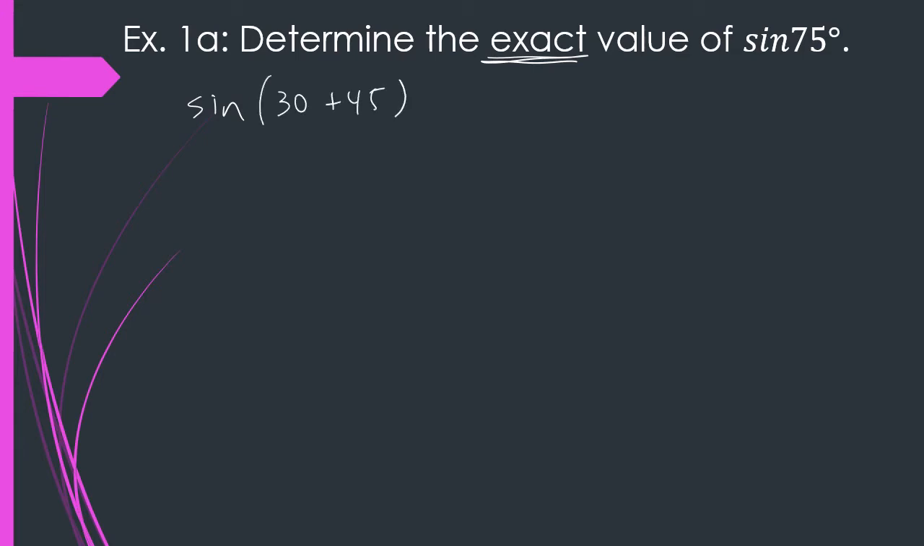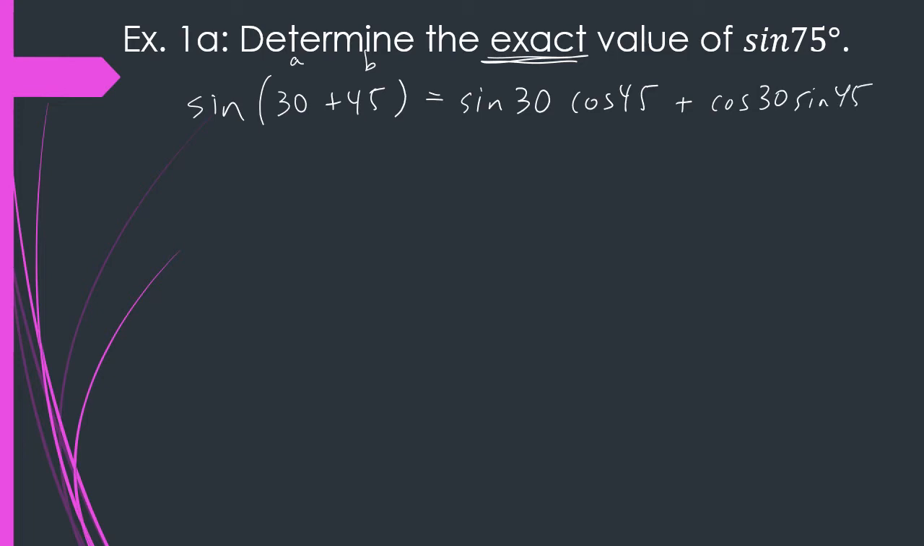So we're changing sine 75 to 30 plus 45. That's your A, that's your B. So following the format of our formula, sine A cos B, sine 30 cos 45, plus cos A sine B, cos 30 sine 45.